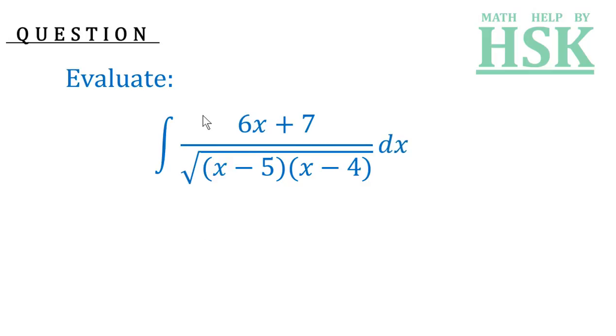The question is, evaluate the value of the integral of this function with respect to x. The function is (6x + 7) upon square root of (x − 5)(x − 4).